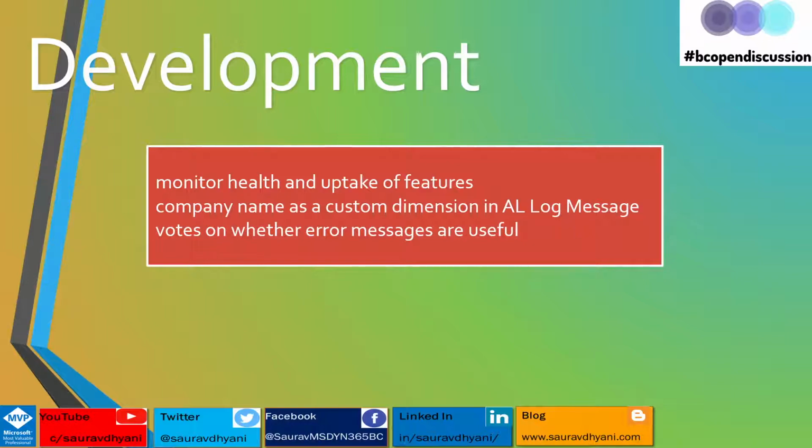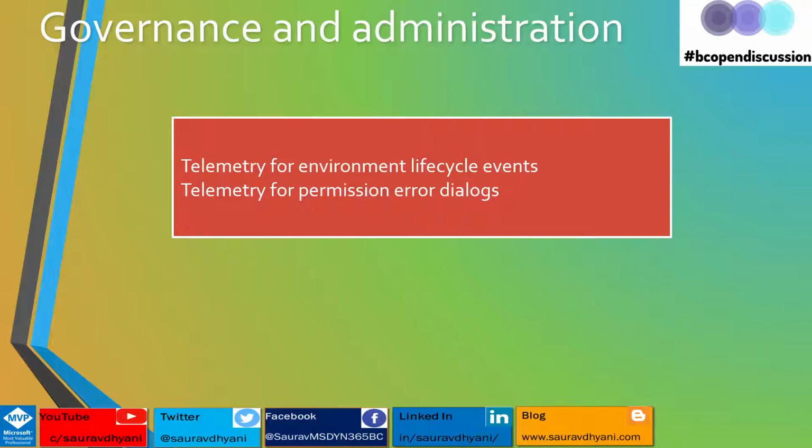Now let's look at the next one. The next one is on governance and administration. To understand how your tenant is performing, you need some insights. And that data will now be available in telemetry for the environment lifecycle events.